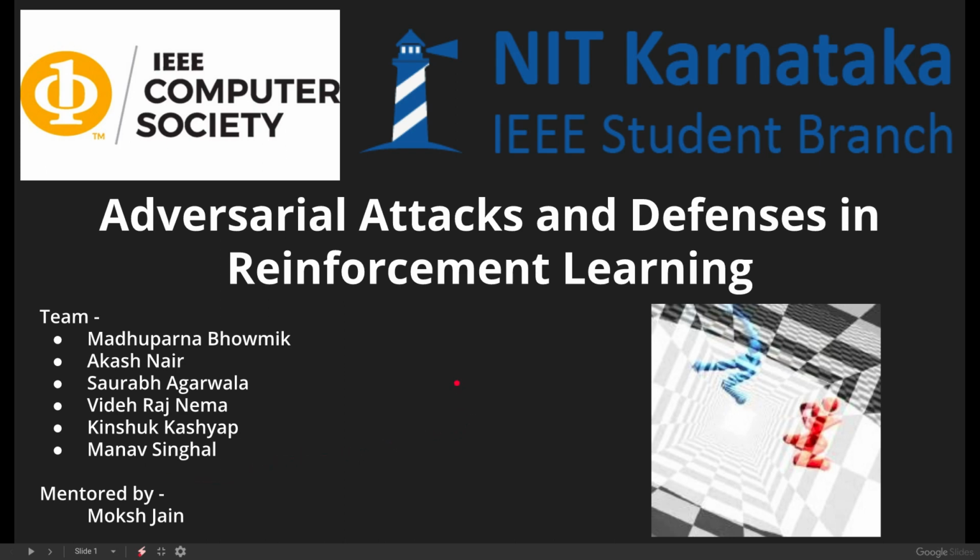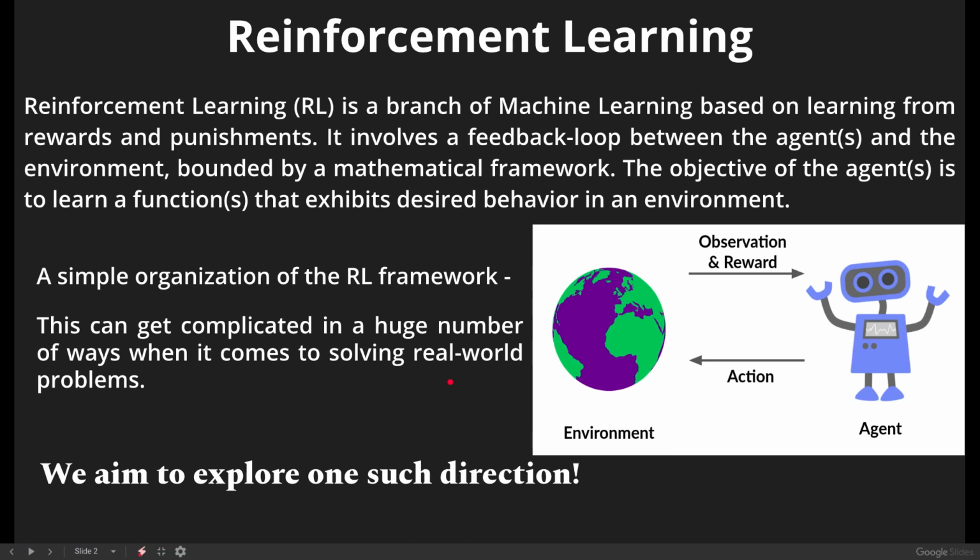So let's get started. To give a brief introduction, reinforcement learning or RL is a type of machine learning where the learning happens through rewards and punishments, involving a feedback loop between the agent and the environment, bounded and formalized by a mathematical framework. The objective of the agent is to learn a function that exhibits desired behavior in the environment. Let me break this into simple terms.